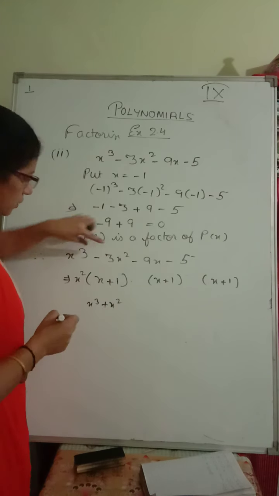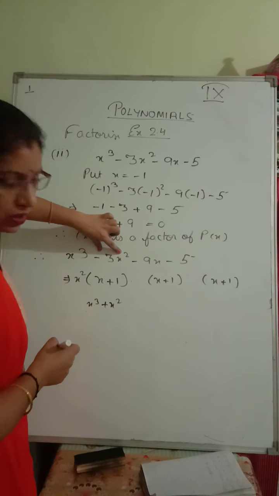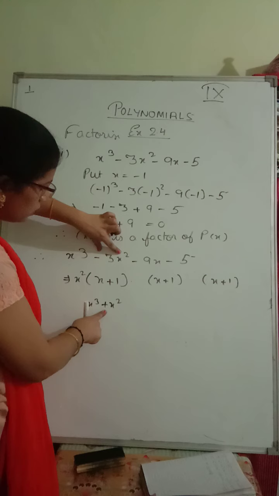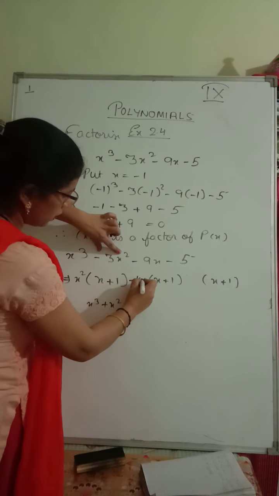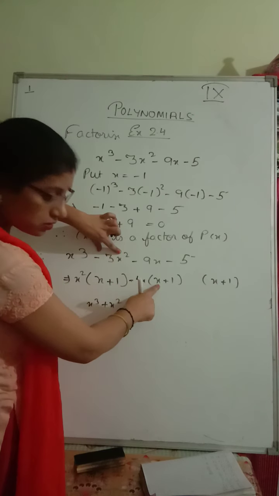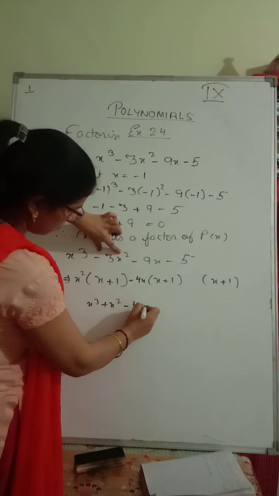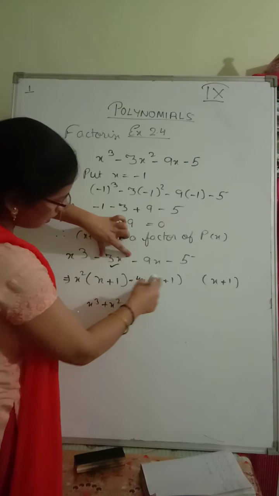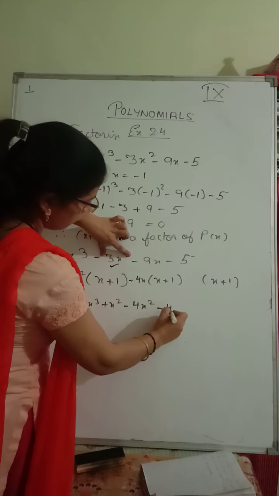Now what we got? We want minus 3x square. So how will minus 3x square come? When here there will be minus 4x square. So minus 4x into x gives minus 4x square. Solve these two, then this comes minus 3x square.